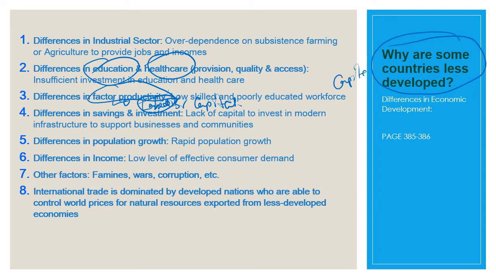So we call them capital intensive. Okay? The fifth reason is regarding population growth, the differences in population growth. I would like you to stop for a second and think: if you want to compare a least developed economy with a developed economy, in which country will the population be higher, in the least or in the developed economy?